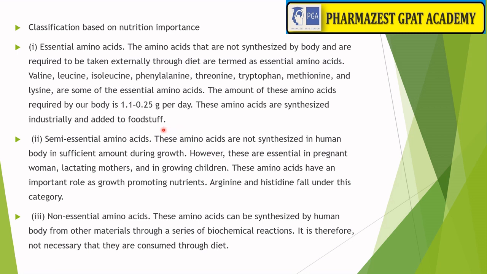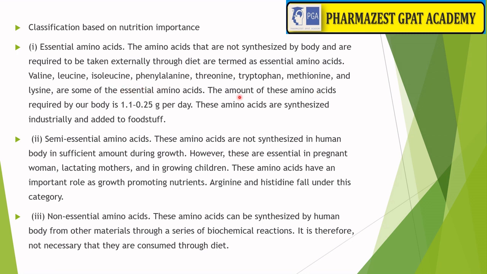Now, coming to the first one, what are essential amino acids? The amino acids that are not synthesized by the body and are required to be taken externally through diet are termed essential amino acids. These are not synthesized in the body, hence should be taken through diet. Examples are valine, leucine, isoleucine, phenylalanine, threonine, tryptophan, methionine, and lysine.